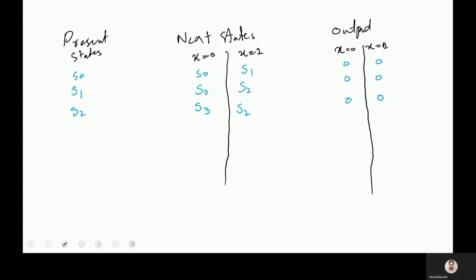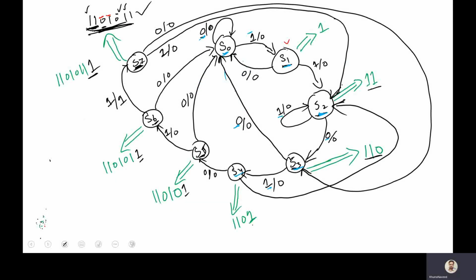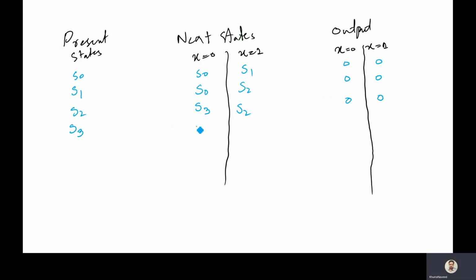So this is S3 present state. Next state, let me go back and check it once more. S0 and S4, and output is 0 in both cases, right?